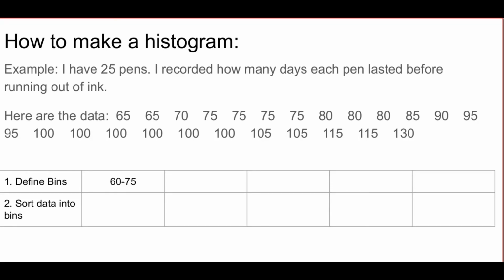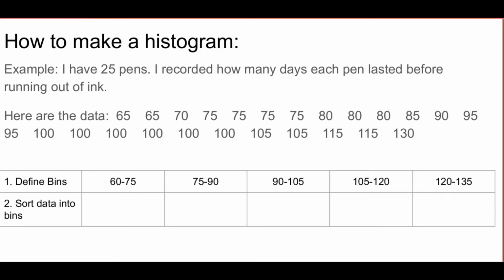I'll have pens that lasted more than 60 days, but less than 75 days. And then pens that last at least 75 days. So you might see that 75 occurs twice. I need to decide where to put 75s. The rule we're going to use is we're going to have values up to, but not including 75 in the left bin, and then 75 itself will start in the right bin.